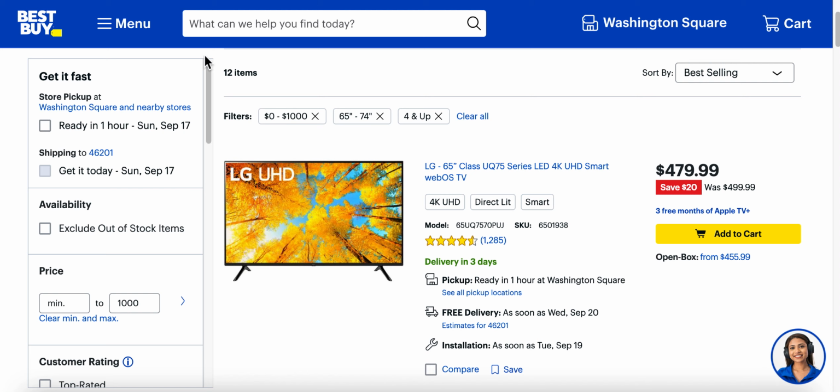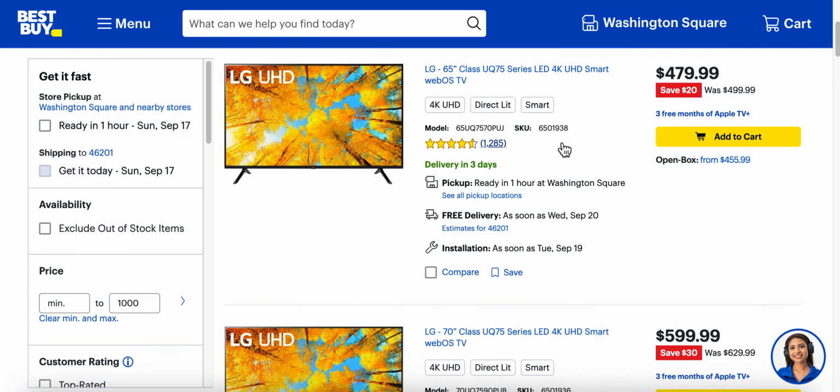So first, I've decided I want to buy a new TV. I'm going to Best Buy. I've got filters on that I want. Let's see, I've got a $1,000 budget. I want a 65 inch, and I want to make sure that it has been already rated by other people. I tend to focus on that whenever I buy anything.